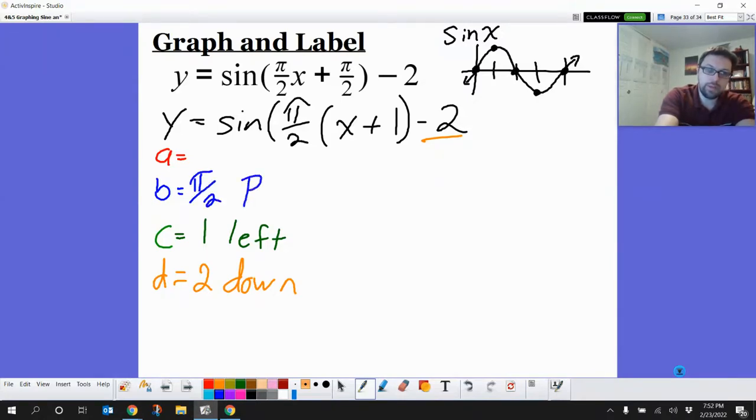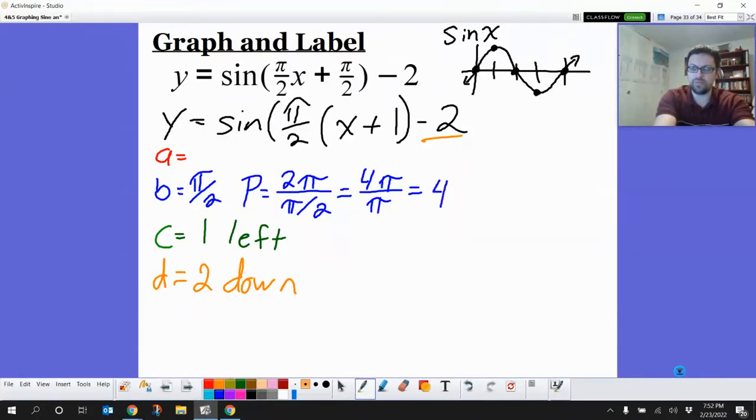So our period is going to be 2 pi divided by pi over 2. If I try to simplify that, I could multiply out the divide by 2. So that would be 4 pi over pi. But hey, wait, then the pi's cancel. So our period is 4. Oh, neat. That's just a number. Our amplitude is just A, so that's just 1.